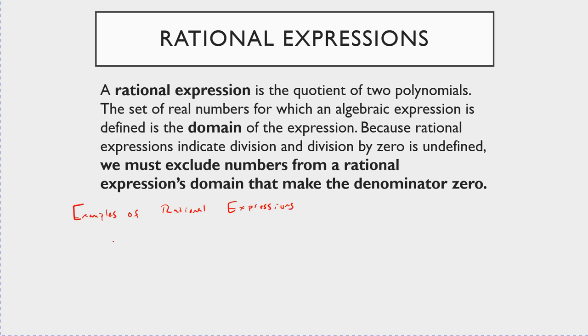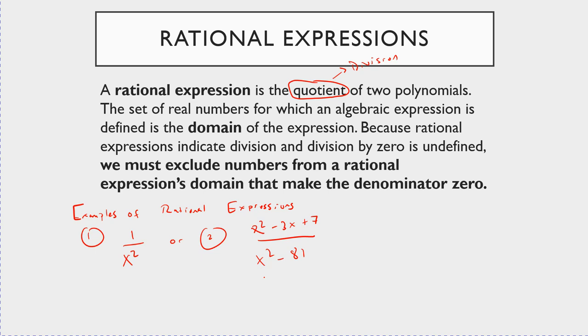So it's the quotient, so it's going to be division of two polynomials. It can be something as simple as 1 over x squared, or it can be something like x squared minus 3x plus 7 over x squared minus 81. It can be anything like this, as long as it's the quotient of two polynomials.